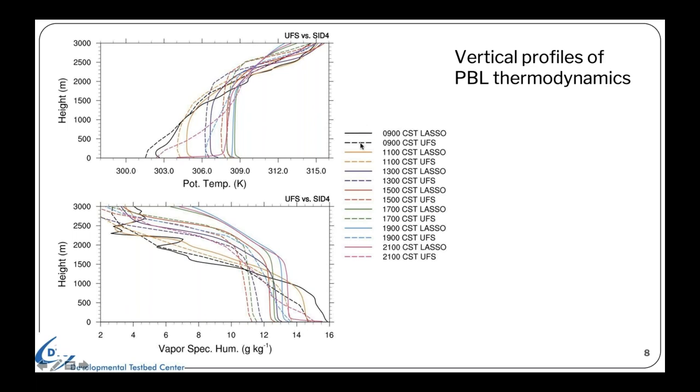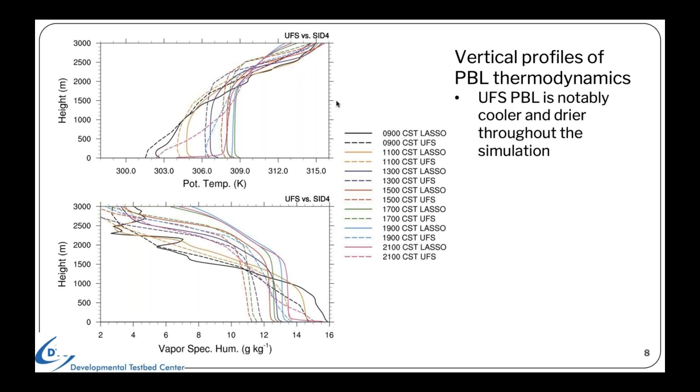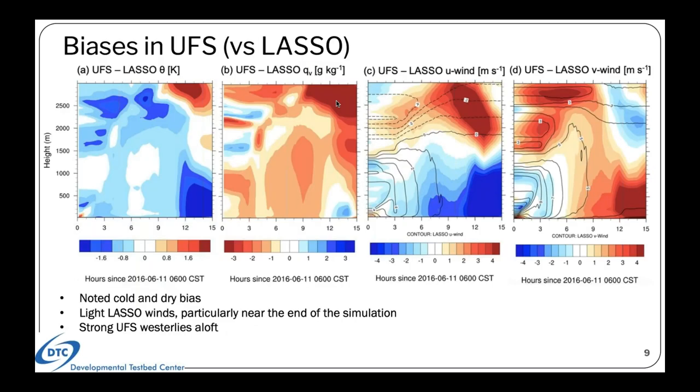Solid lines represent the LASSO, and the dashed lines represent UFS. And on top, we have plotted potential temperature, and on the bottom, water vapor specific humidity, or QV. And the main takeaway from this slide is that the PBL simulated by the UFS is notably cooler and drier throughout the simulation. There are some other interesting structures that we see, particularly in the potential temperature, that we won't have time to discuss in this talk today. Looking deeper into the biases from the UFS against the LASSO, we have plotted time height plots of anomalies in potential temperature, QV, U, and V winds.